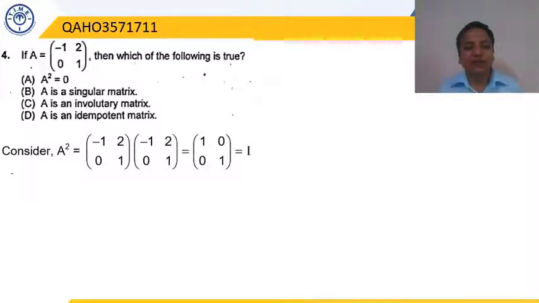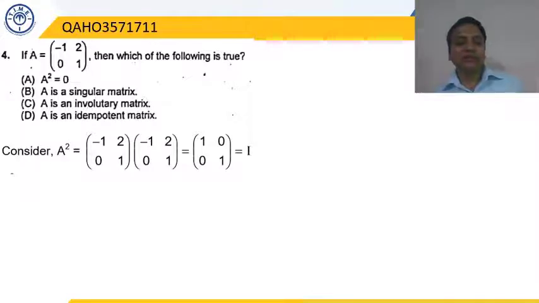Then second row of A multiplied with first column of the second matrix. So 0 into -1 is 0, plus 1 into 0 is again 0. It becomes 0. Then 0 into 2 is 0, plus 1 into 1, which again comes out to be 1. Now this 2 by 2 matrix is the identity matrix. It's a diagonal matrix containing all the elements in the principal diagonal as 1. So A square comes out equal to I. A square equal to an identity matrix.